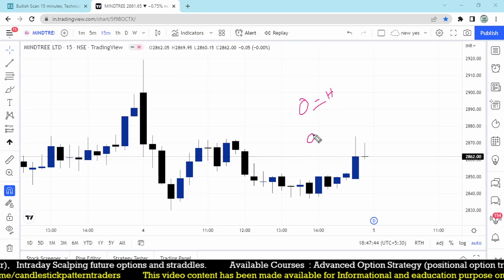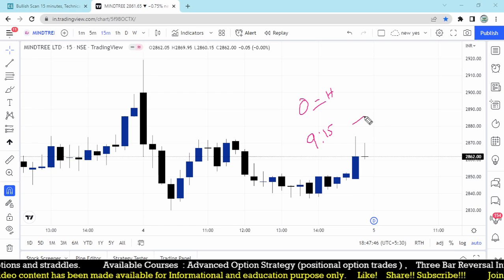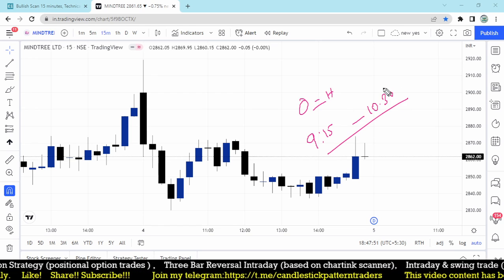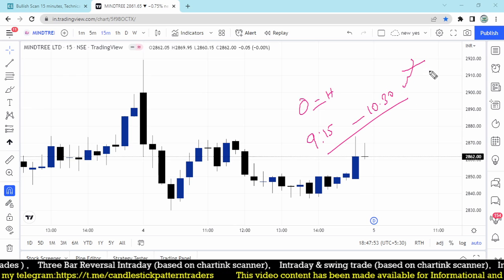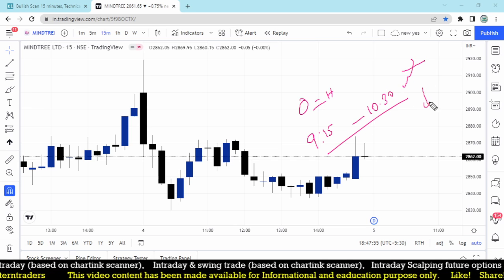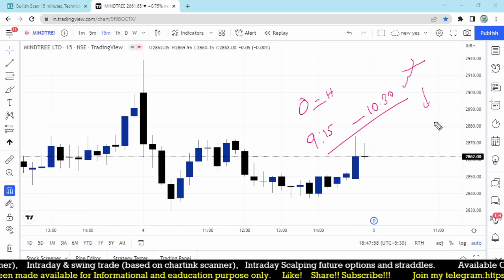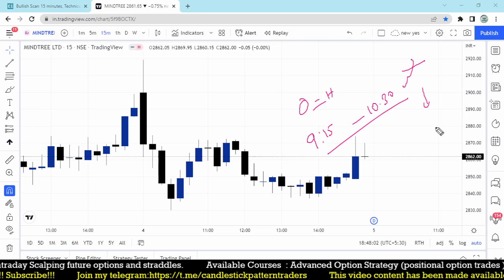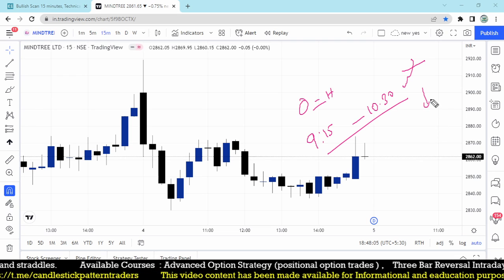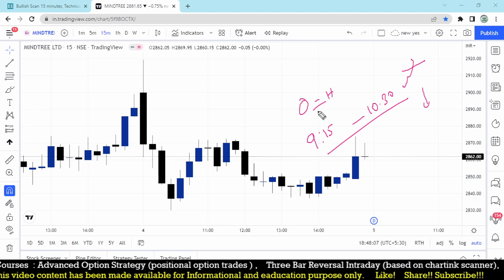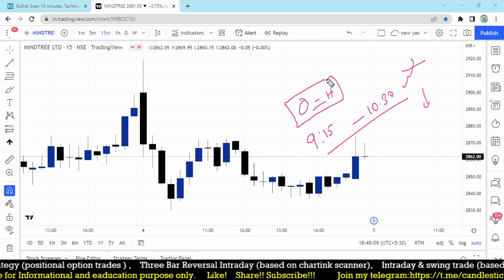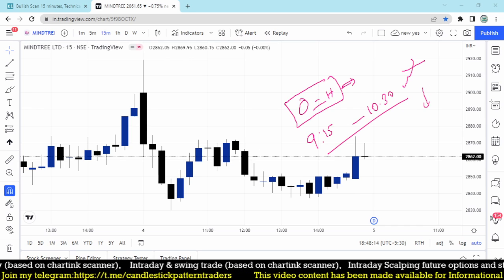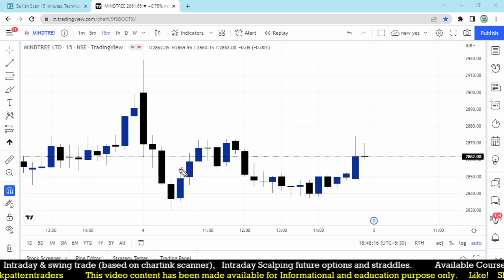The stock stays in the scanner from 9:15 up to 10:30 if it is trading with open equal to high. After 10:30, if the stock breaks the open high, it will be removed from the scanner. You have to understand that. If the open high stays until the end of the day, the stock will remain in the scanner.